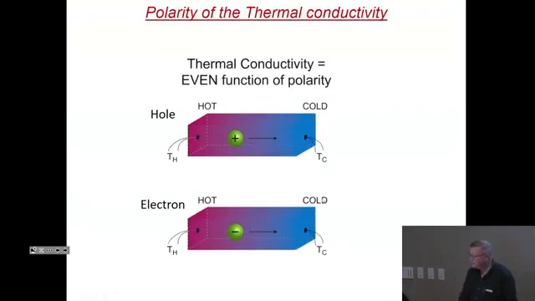And of course, thermoconductivity has the same property that's interesting. The hole goes toward the cold side. The electron also goes to the cold side, but both carry not charge in this case. We're interested only in the entropy they carry. So both carry the same amount of entropy, let's say, or the same polarity of entropy. So both are going to give the same temperature gradient. It's an even function of polarity.